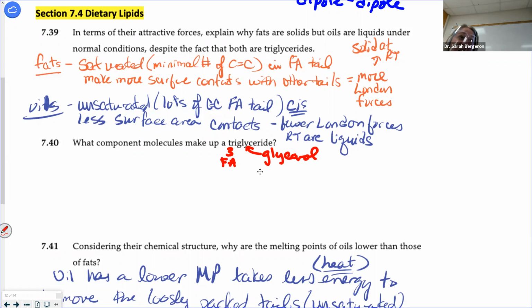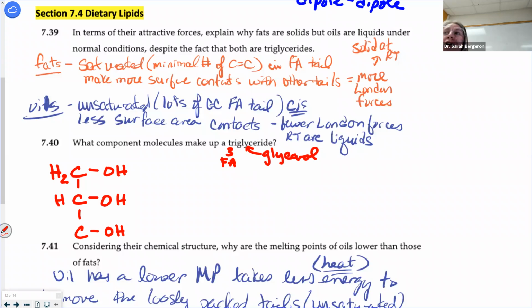But the question is, what's a glycerol, right? We've talked about fatty acids, but we haven't really talked about glycerol. So glycerol is 3 carbons in a chain. Each carbon has a hydroxyl group. Now, complete each carbon's octet with hydrogens. What does the top carbon need? 2. So I'm going to just do that, H2. What does the second carbon need? 1. What does the third carbon need? 2. This is glycerol.